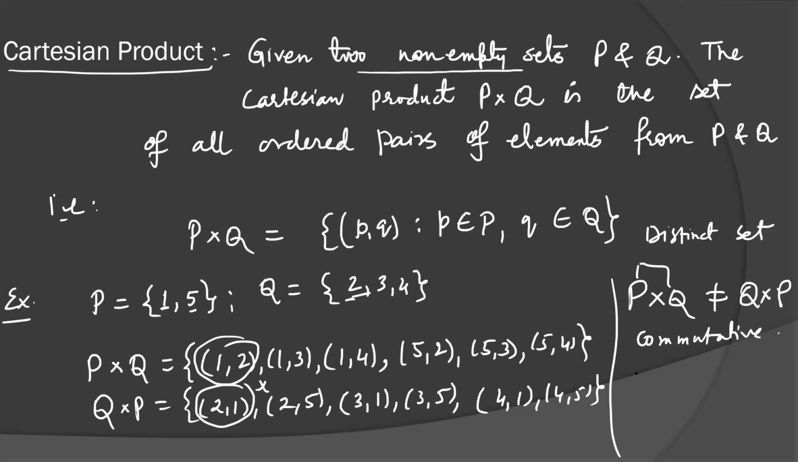If P and Q are the same set, then suppose we are taking P cross P, then it will obviously be equal to P cross P. You can take first or second, it does not matter here. So let's see some remarks. First remark.